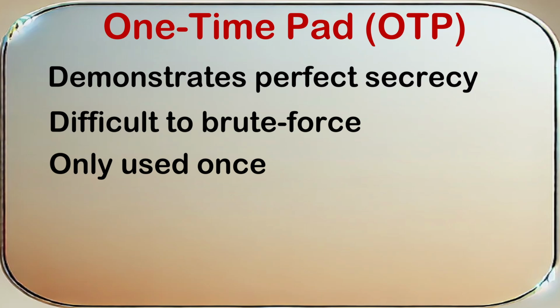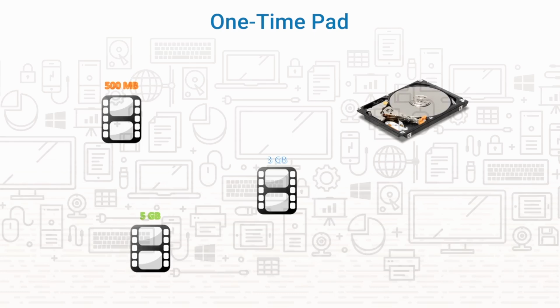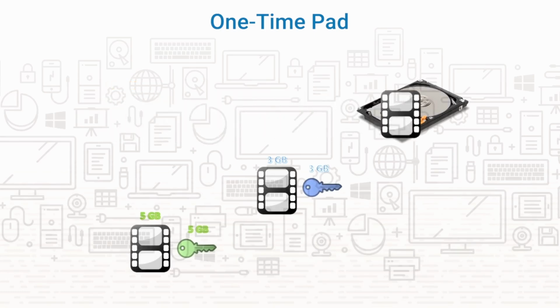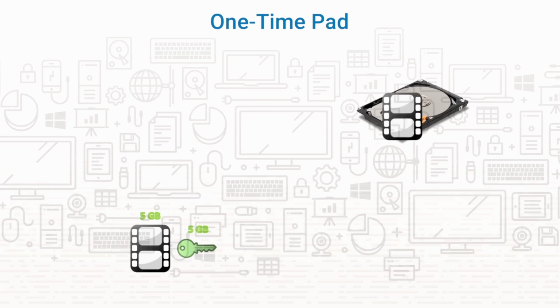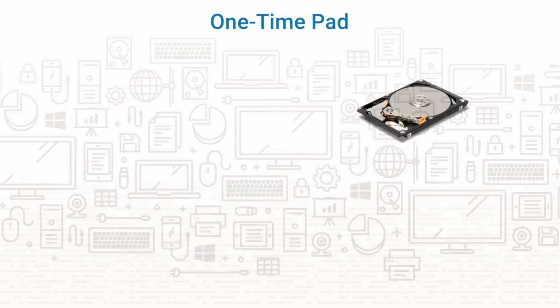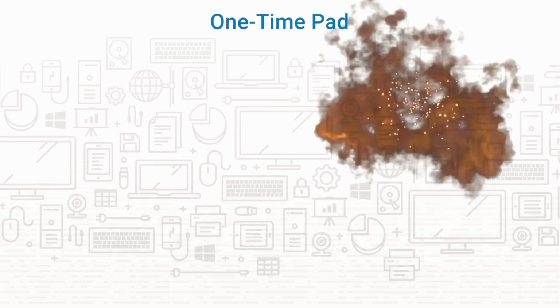OTP works great if we're dealing with small messages, but what if we needed to encrypt every video? A video can range from 500 megabytes to up to 5 gigs or more. Since every video file would need to generate a key that's the same size or larger than the video, we would quickly end up running out of hard drive space. So with today's data types, the one-time pad just isn't very practical. Stream ciphers offer a solution to this problem.